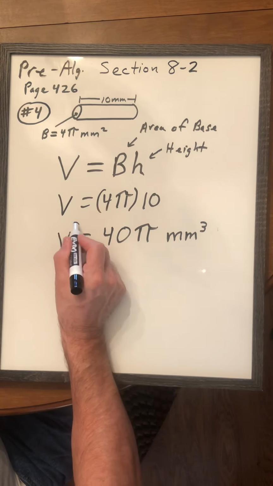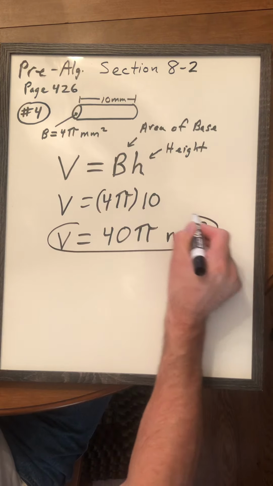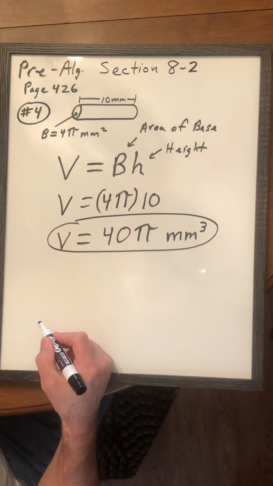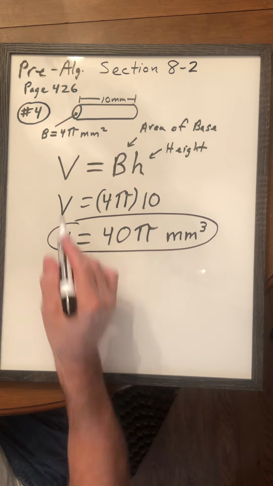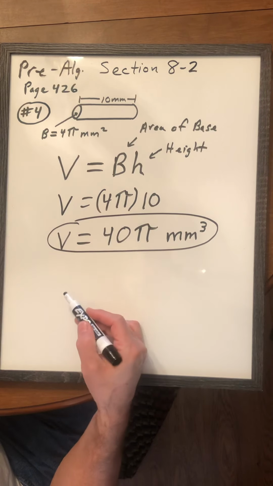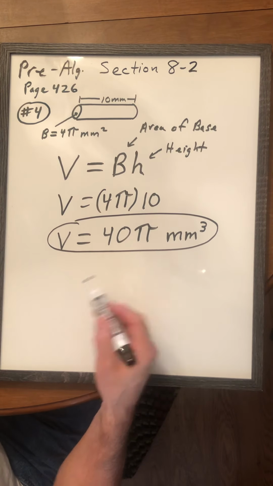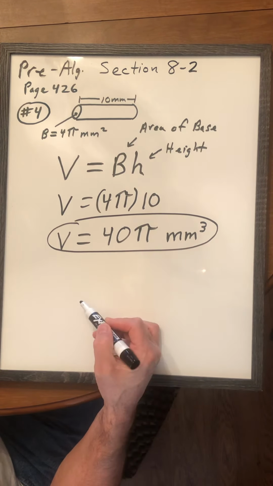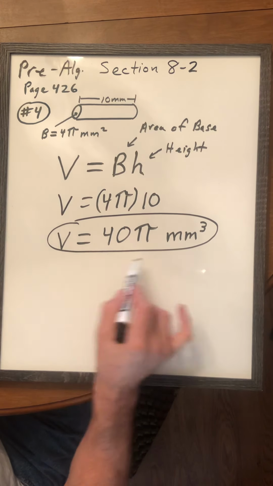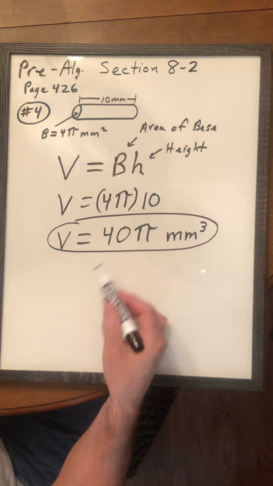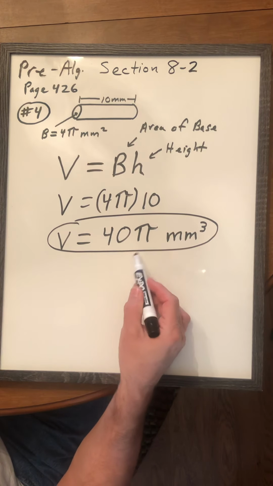And so that would be our answer then for this particular problem. The volume of this cylinder would be 40 pi millimeters cubed, and we're leaving our answer in terms of pi, which is what they want us to do in the problem. Make sure you read your problems carefully. Sometimes they'll have you leave it in terms of pi.